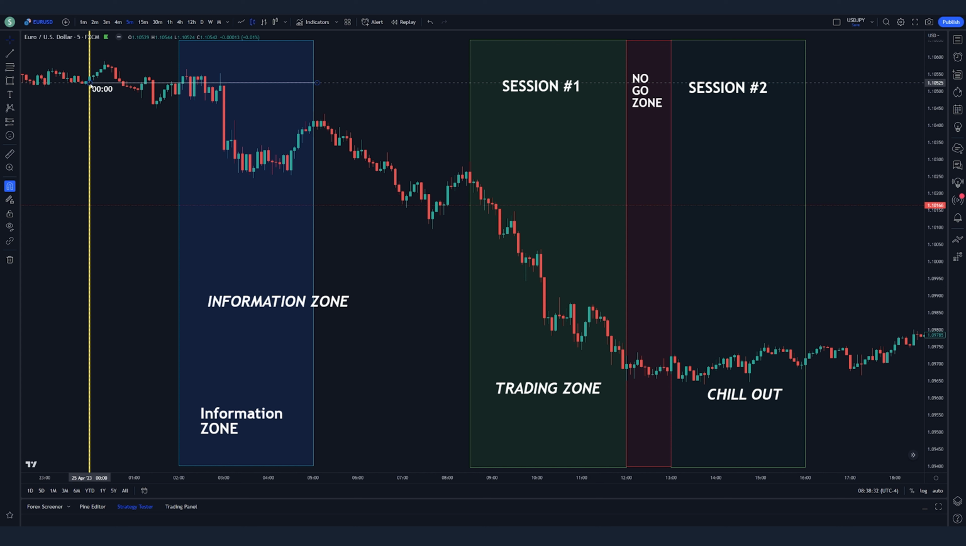Midnight open price, go ahead and pull a line there. For a bearish setup, you look for the market to go above it and wipe the midnight price. Then you look for a down move in your information zone. And that will be your most likely daily direction, but you want to confirm that even further.